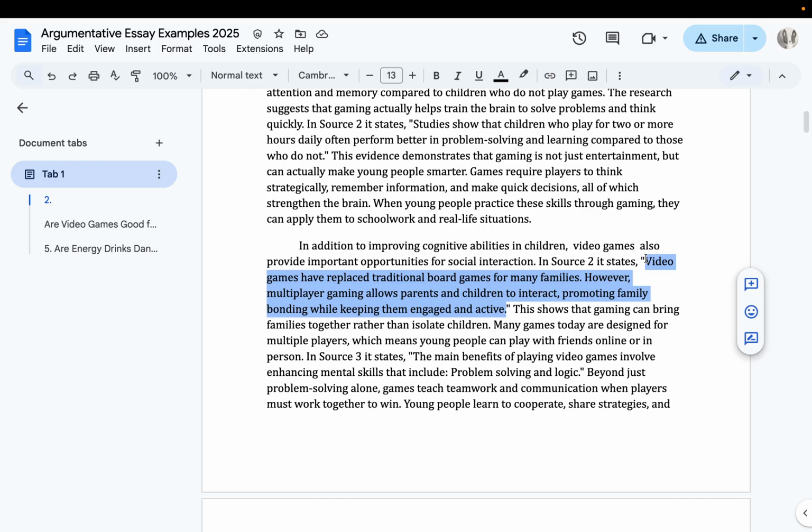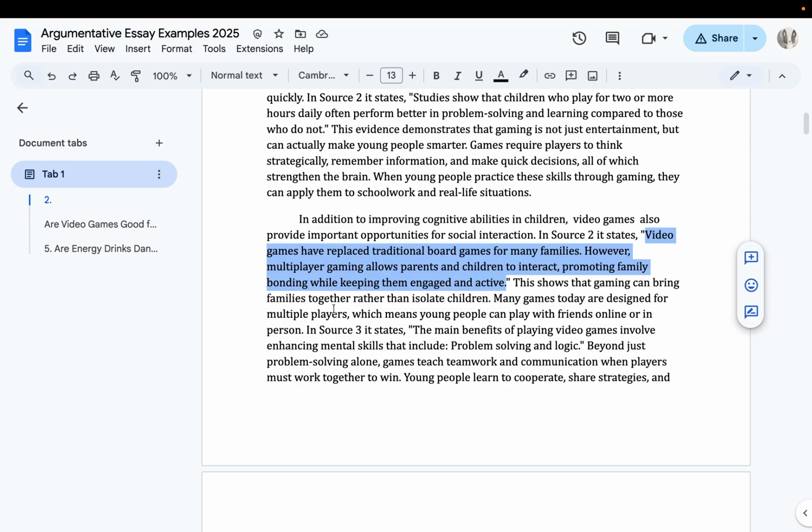I don't want to interact with my son or my daughter just through gaming. I want to interact with them like in person. This shows that gaming can bring families together rather than isolating children. Many gamers today are designed for multiple players. So let's look at the second one. In source 3, it states, the main benefit of playing video games involves enhancing mental skills that include problem solving and logic. Ooh.